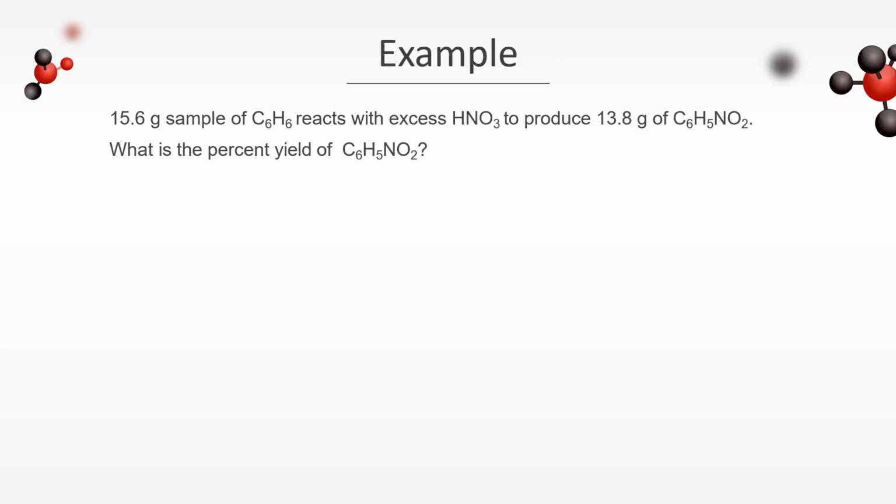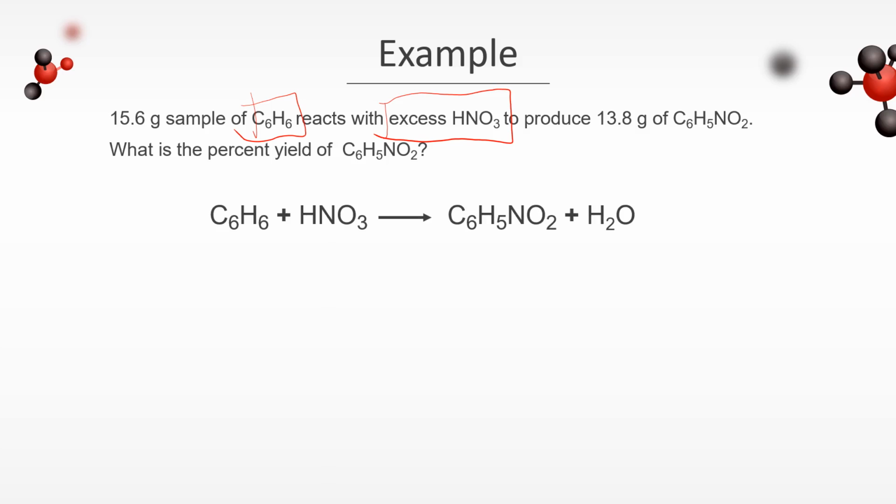Let's take a look at this example where a 15.6 gram sample of C6H6 reacts with excess HNO3 to produce 13.8 gram of C6H5NO2. From the question, we already know that HNO3 is the excess reactant while C6H6 is the limiting reactant. So what is the percentage yield of C6H5NO2? First things first, we have to write the correct chemical equation with the correct stoichiometry. This chemical equation is already balanced, and we extract the information from the question: C6H6, the limiting reactant, has a mass of 15.6 gram, while the product formed has a mass of 13.8 gram.